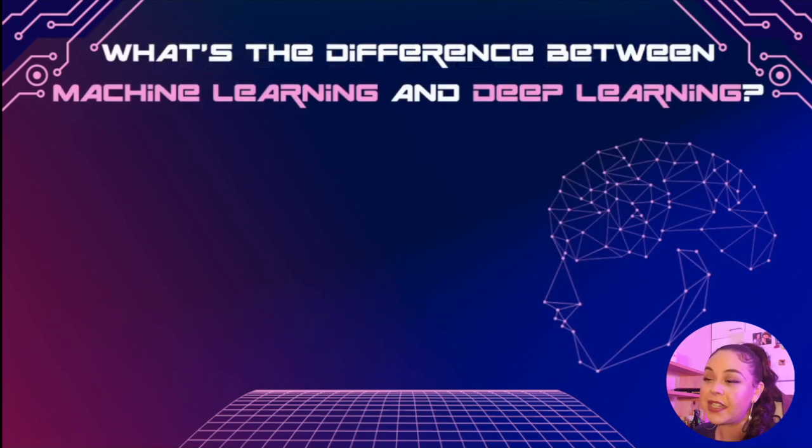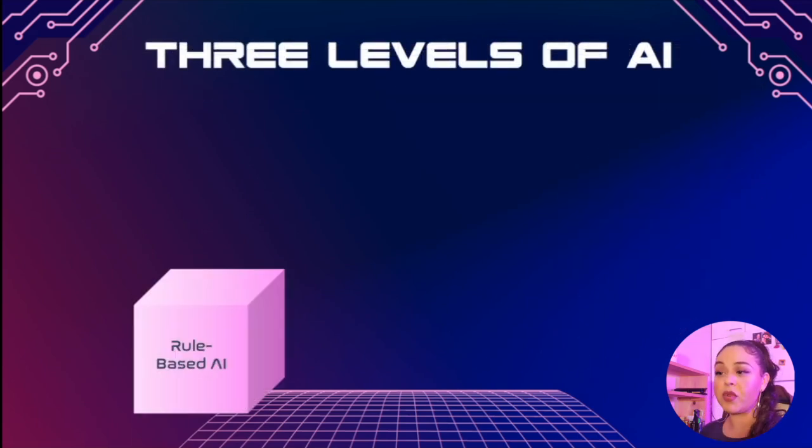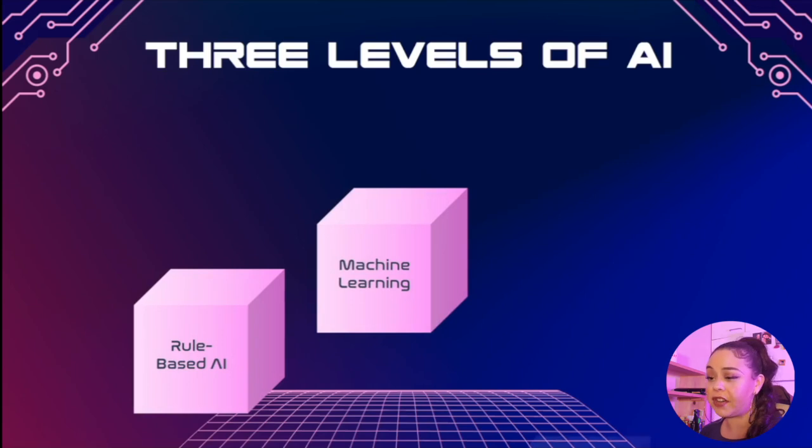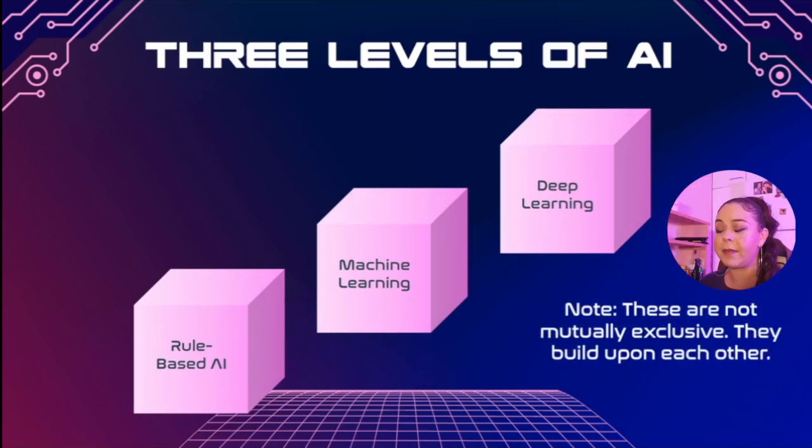To summarize what we learned in this lesson, we talked about the three levels of AI, the first being rule-based AI, the second being machine learning, and the third being deep learning. This is just a very, very basic overview, but I don't want you to think of them as mutually exclusive, but rather that they build upon each other.